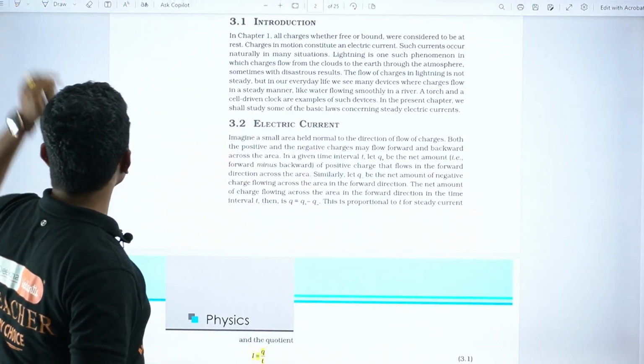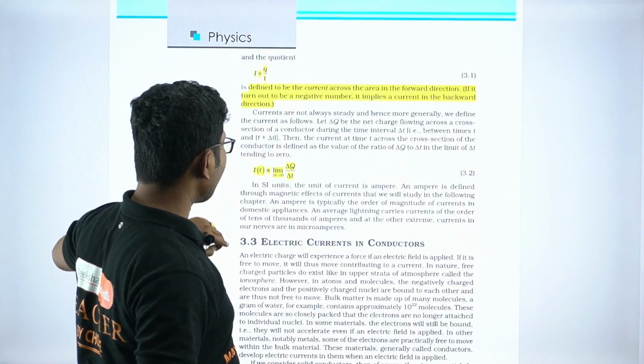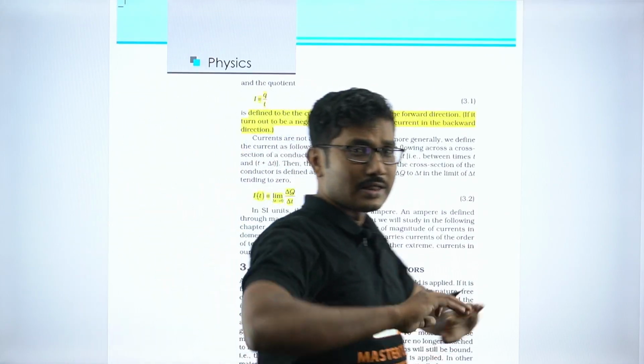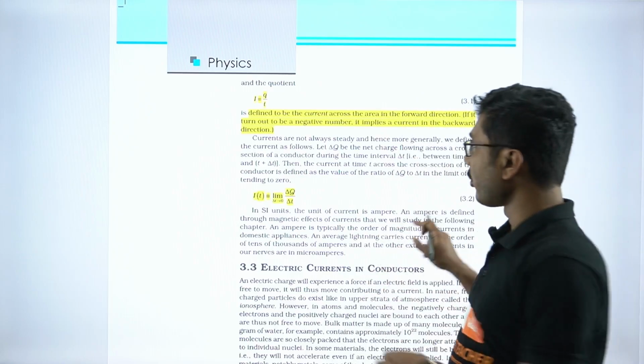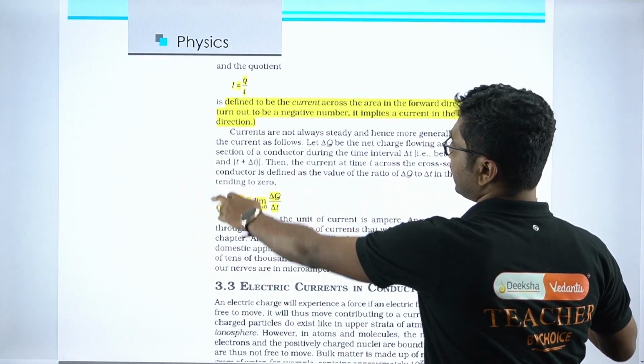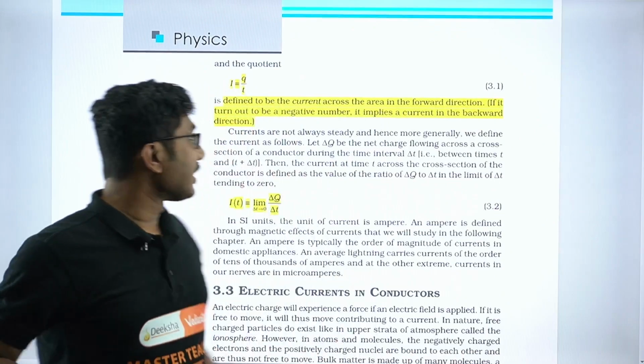Now let's start with this chapter. So first chapter, in introduction part, you can skip everything. Nothing is important there. In this part from the second page of the chapter, you can see there I have highlighted few parts.